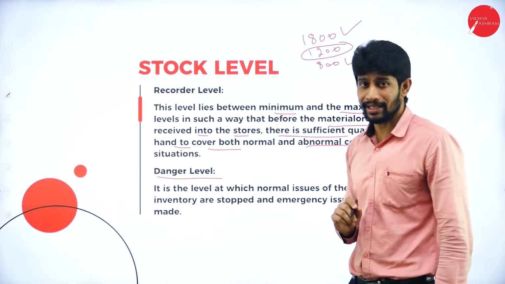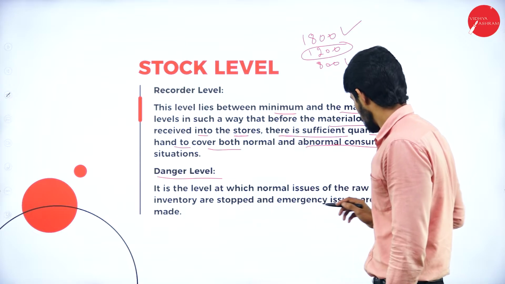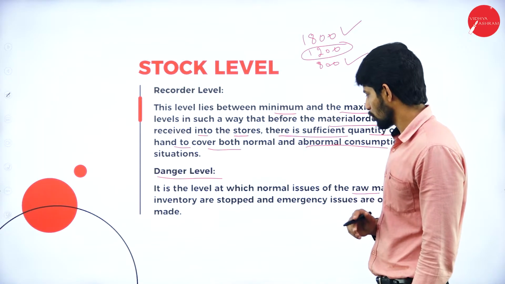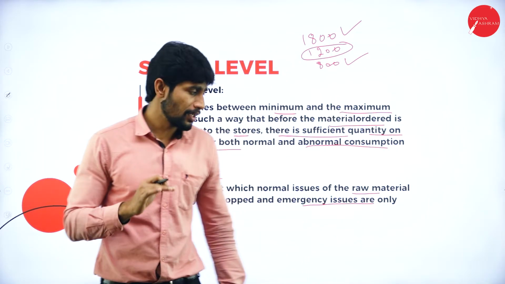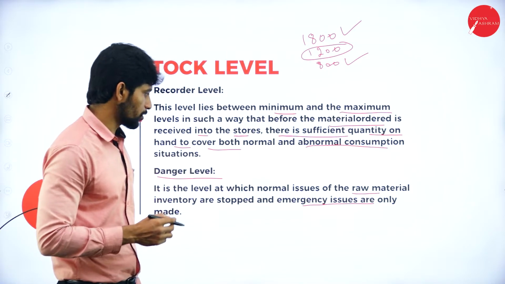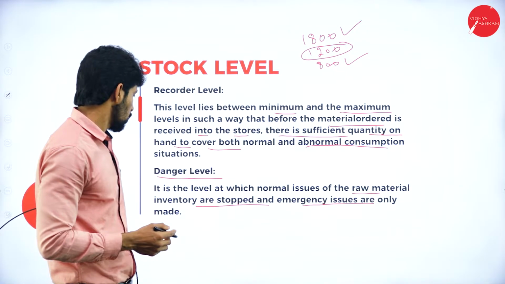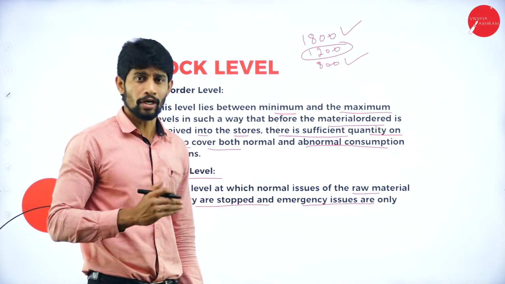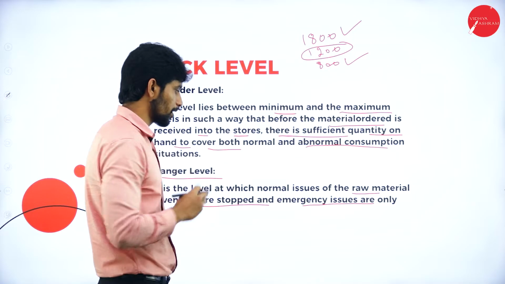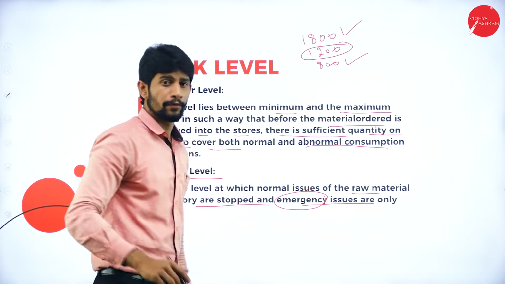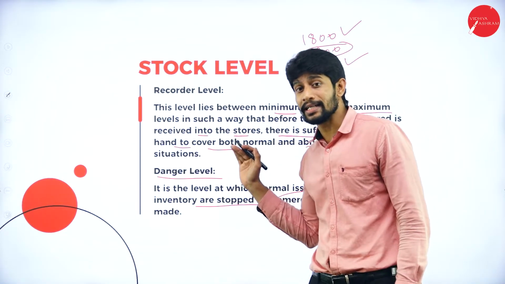Danger level. So what is this danger level? It is the level at which normal issues of the raw material inventory are stopped and only emergency issues are made. So in danger level, the normal supply of raw materials will be stopped, and wherever the raw material is required for an emergency, only for those emergency departments will they issue the products. That is called the emergency or danger level.